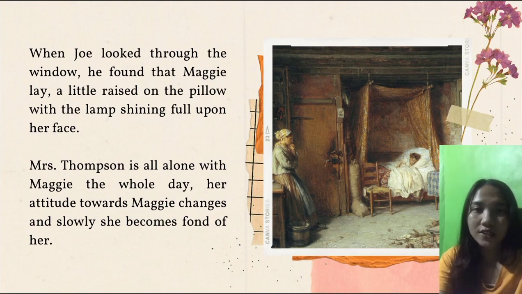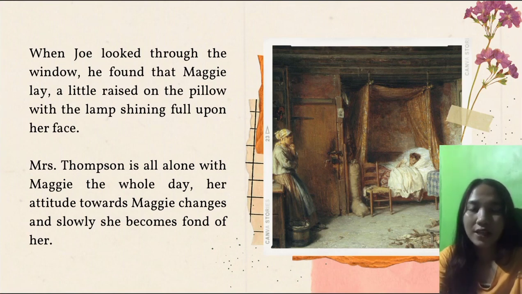Mrs. Thompson is all alone with Maggie the whole day. Her attitude towards Maggie changes, and slowly she becomes fond of her. Mr. Thompson notices this change and realizes that it has been dark, cold, and miserable in his house for a long time because his wife had nothing to love and care for, which was the reason for her becoming irritable, ill-tempered, and self-afflicting.